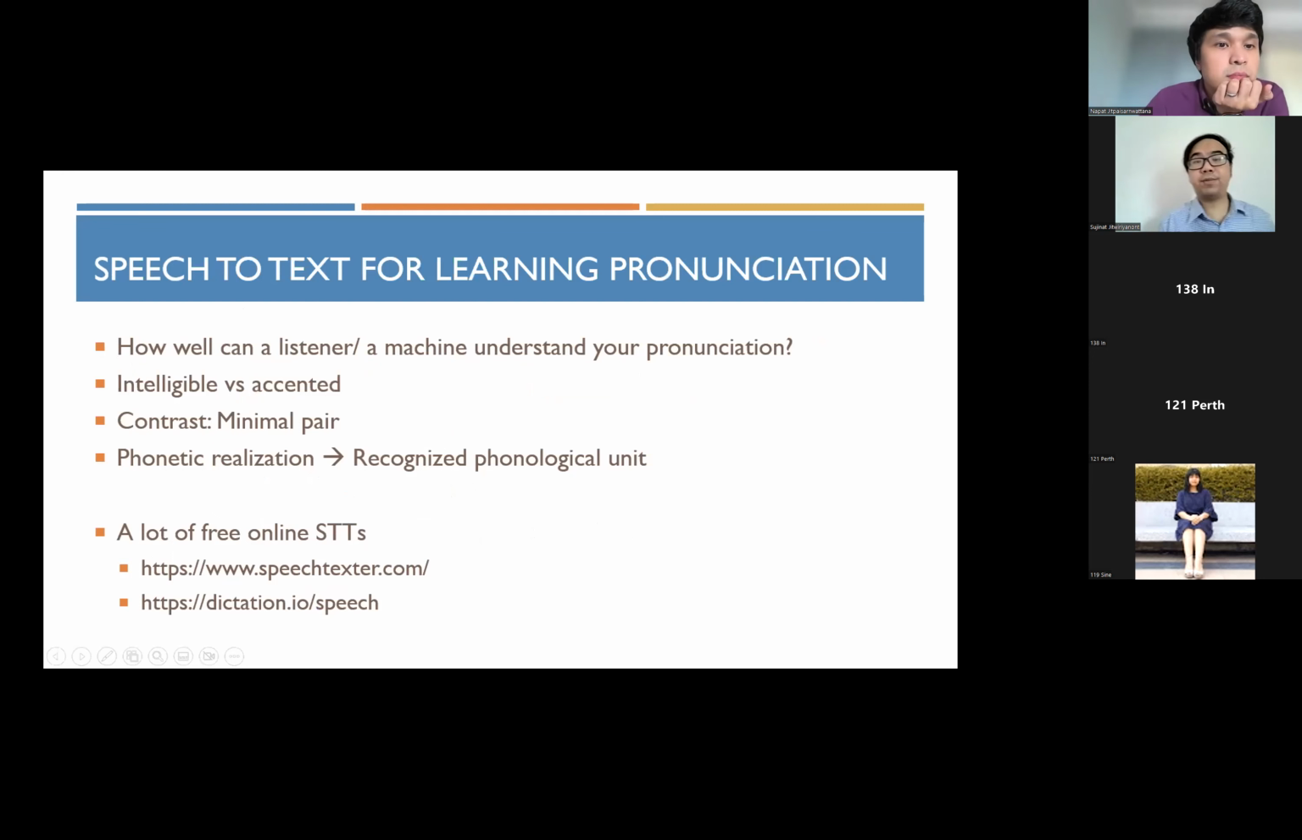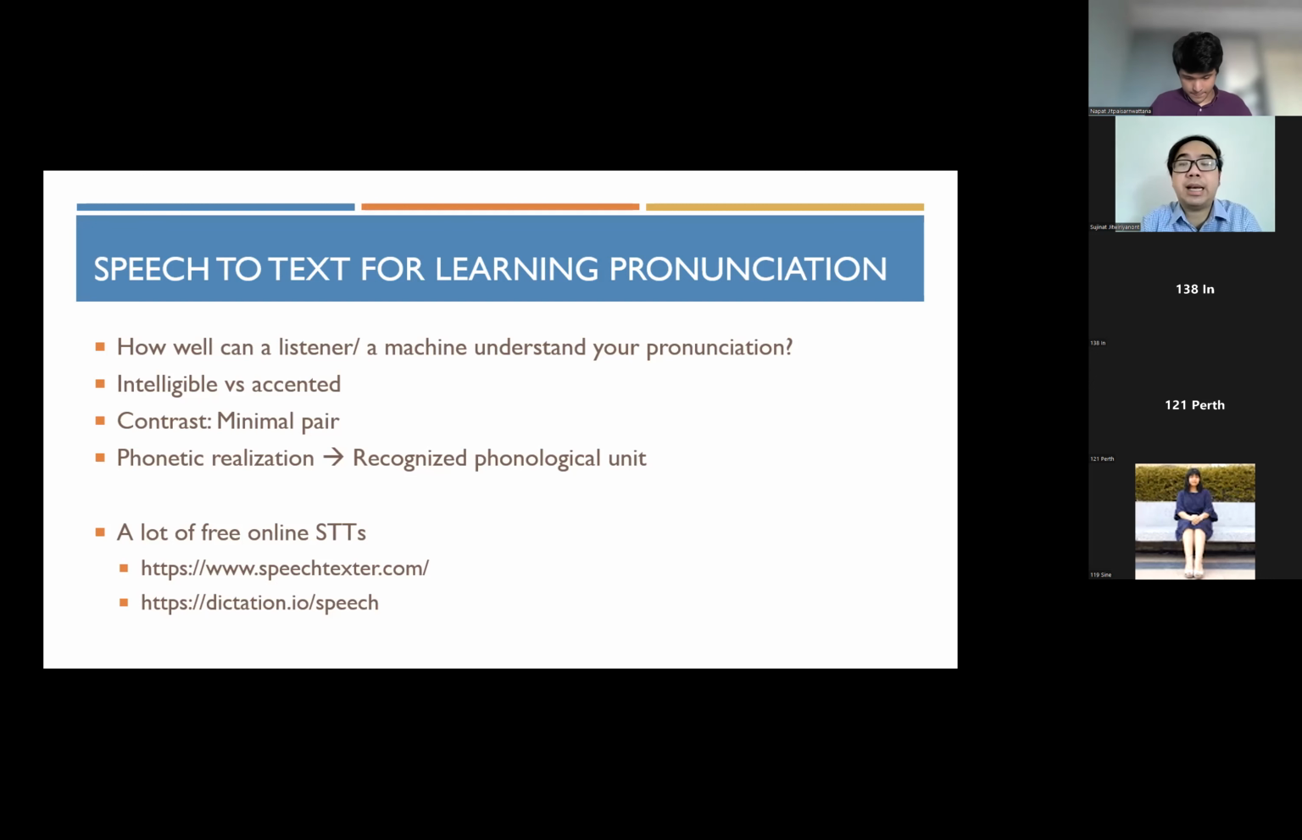So speech to text for learning pronunciation can be used to test how well a listener or machine can understand your pronunciation. Instead of talking to a real human, you can talk to a machine and let it jot down what you are saying. And it is to test whether your pronunciation is intelligible and accented. The accented pronunciation, which is understandable, would be converted or translated with a correct transcription, right?